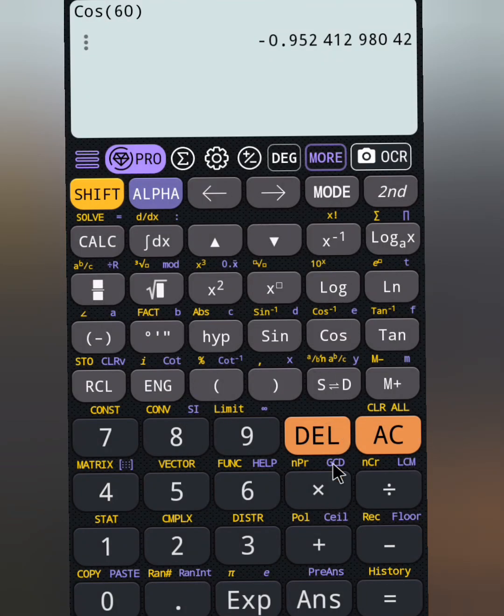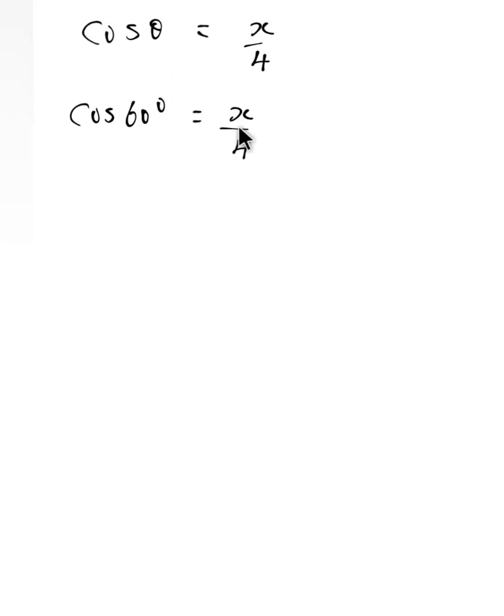So let's check again. It is equal to 0.5. Cos 60 degrees is 0.5. Assuming it was in radian, it would not have given us 0.5. So always ensure that your calculator is in degree to get the answer. So let's go back. Cos 60 degrees is 0.5, and this is equal to x over 4.